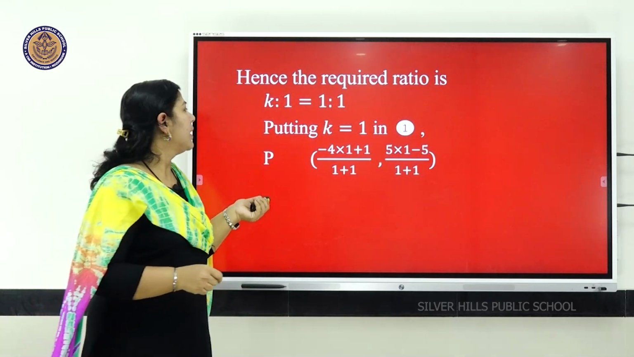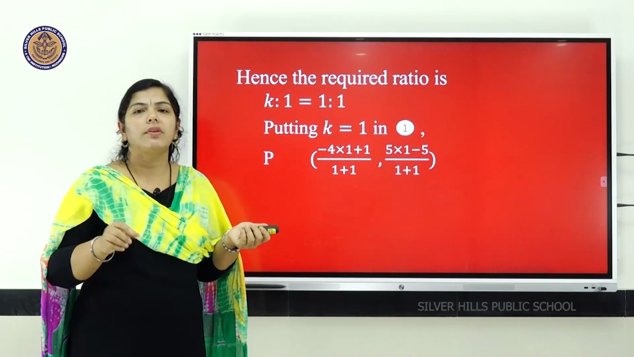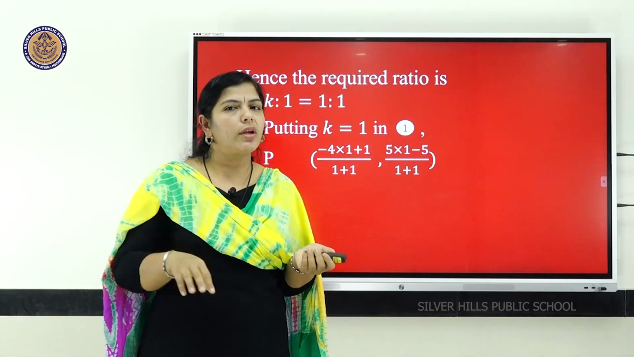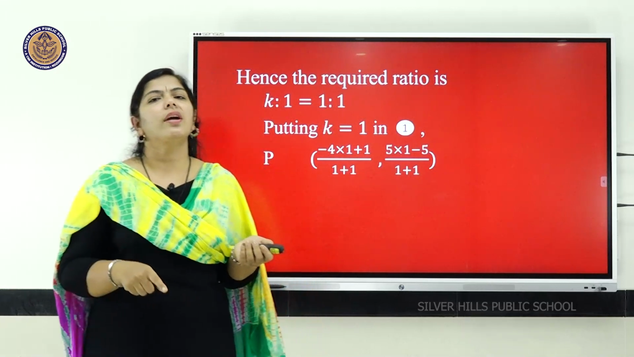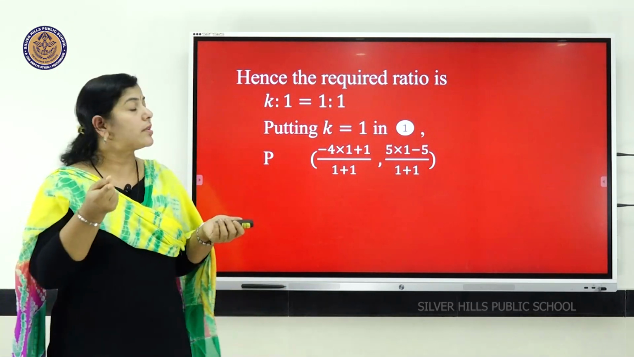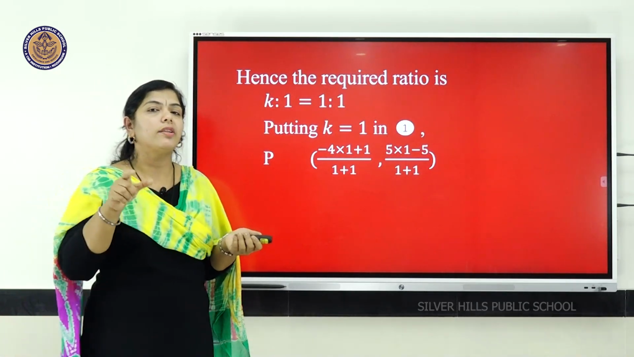What we are getting? The ratio we got, k is to 1, that is the first part of the question. But we are also asked to find the points of division. For that we are substituting the ratio in equation 1. In the beginning we have marked equation 1 for the coordinates of P.